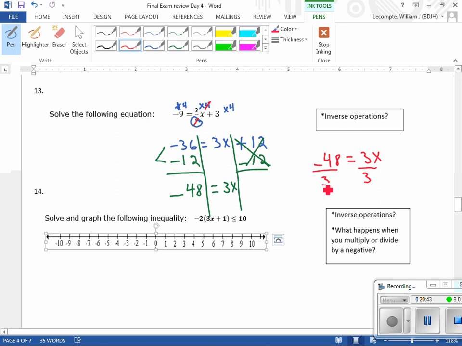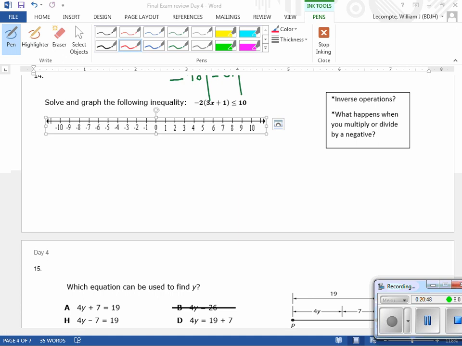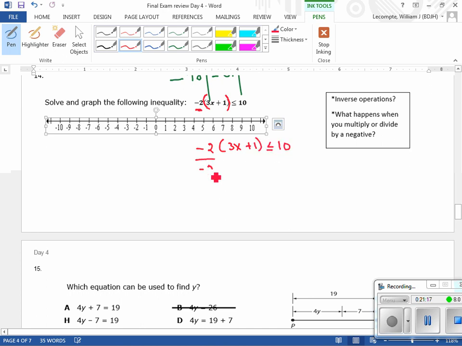Number 14. Right, this little guy is a negative 2 right here. He belongs to this whole thing. A lot of kids are starting with the negative 1 and subtracting it out, but we really got to get rid of that negative 2 first. How do I get rid of negative 2? If I'm multiplying negative 2 times something, then I'm going to divide the negative 2 out. So when I divide the negative 2 out, that changes my sign.